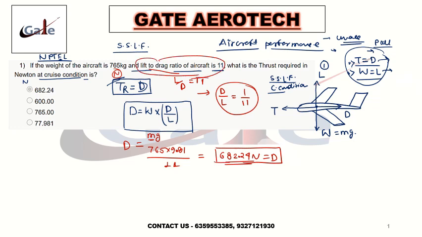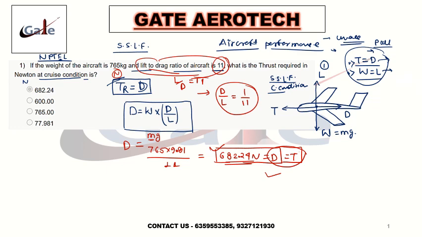When the lift to drag ratio is maintained as 11, you will get drag as 682.2 Newton, which is also equal to thrust, right? So I hope you know what the cruise condition is, what conditions we have: thrust equals drag, lift equals weight, and accordingly your drag will be equal to thrust. So I think the numerical is over.